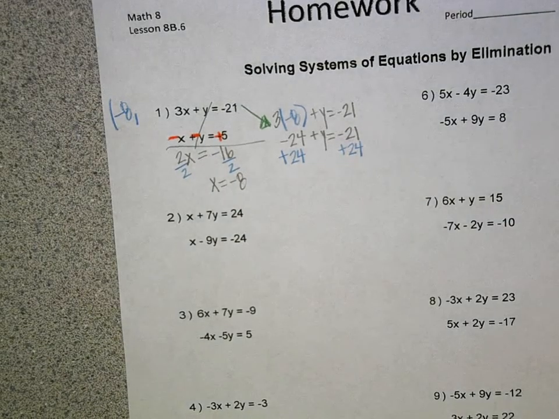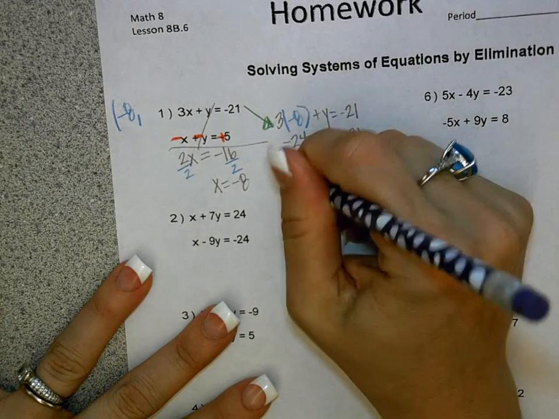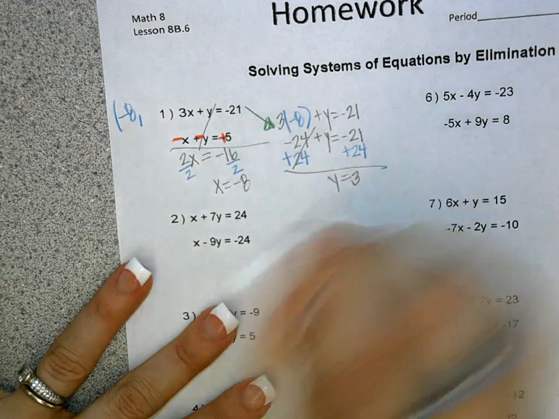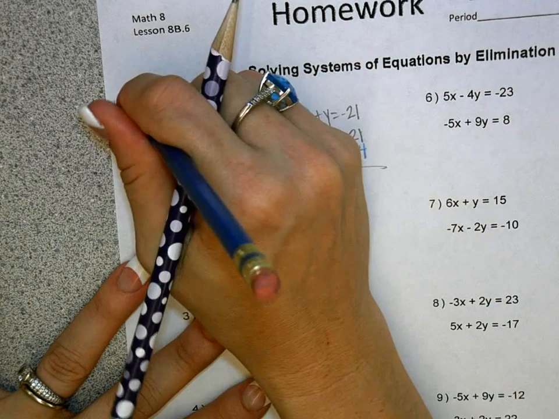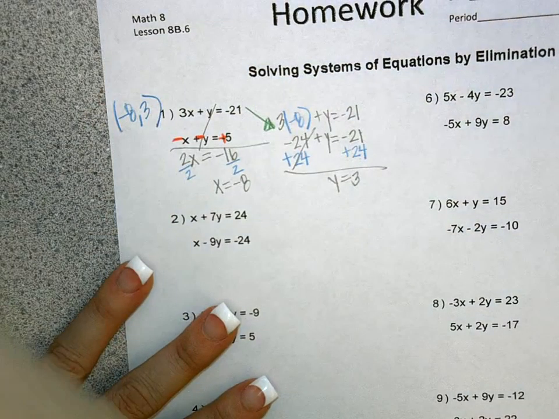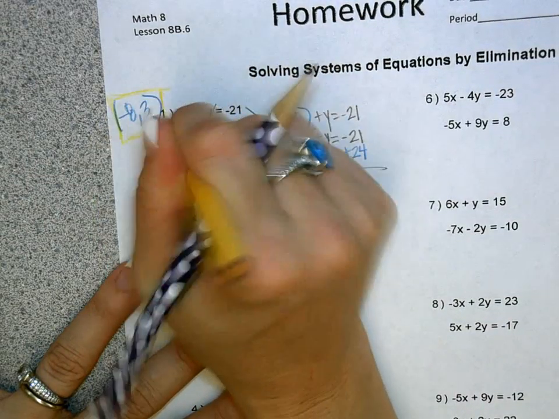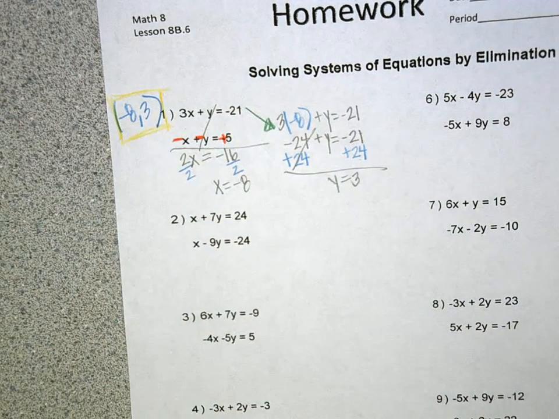If you add these together, be really careful with your positives and negatives because lots of people are making just silly errors here. So these will cancel. Y equals negative 21, positive 24 is 3. So these would cross at the point negative 8, comma 3. Okay, make sure it's written as a point in parentheses.